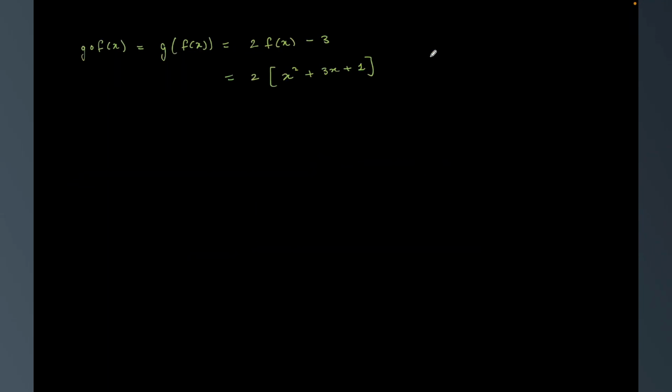x squared plus 3x plus 1. Okay, perfect. Minus 3. Just expand it. What do I get? 2x squared, 2 times 3 is 6, 6x, 2 times 1 minus 3, so minus 1. That's it. Simple, nothing too complicated. Let's move forward to the next question.